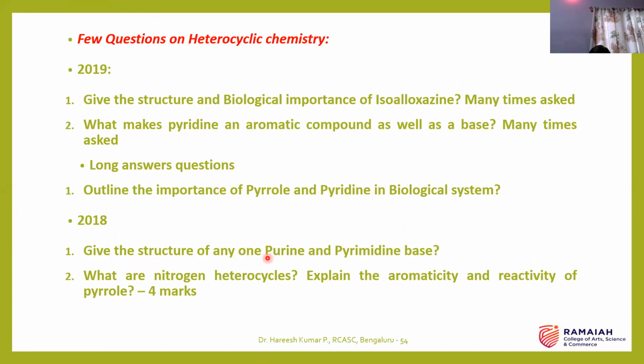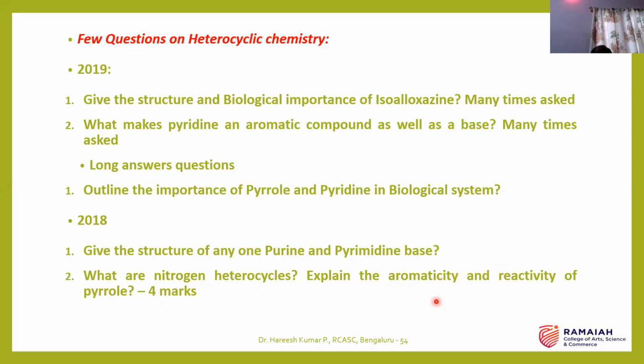So give the structure of any one purine and pyrimidine bases. Maybe you can write the structure of purine and pyrimidine. The bases thymine, cytosine, uracil, structures you need to write. So what are the nitrogen heterocycles? Maybe you can take any one: pyrrole, pyridine, pyrimidine, or purine. Anything you can write. Then explain the aromaticity and reactivity of pyrrole.